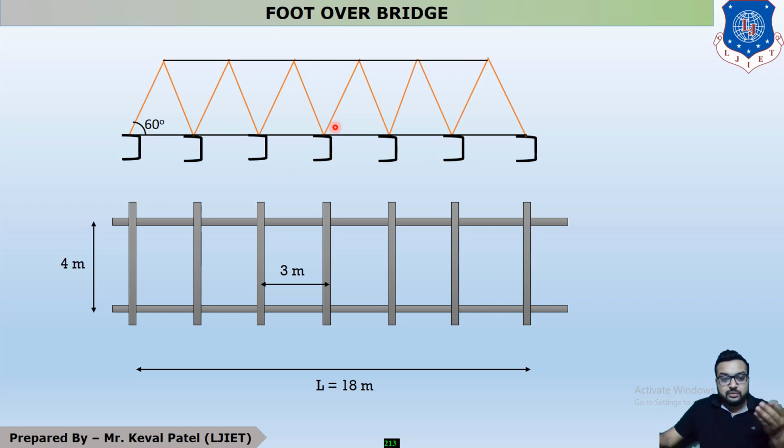Now, when we show our truss from the plan view, it means from the top of the foot over bridge, our structure system will be like this. This is your width of walkway, already discussed in the last examples. This is your panel length. The distance between two cross beams is considered as the panel length, which is given as 3 meter. This is your width of walkway, which is 4 meter, and your total span of bridge is 18 meter.